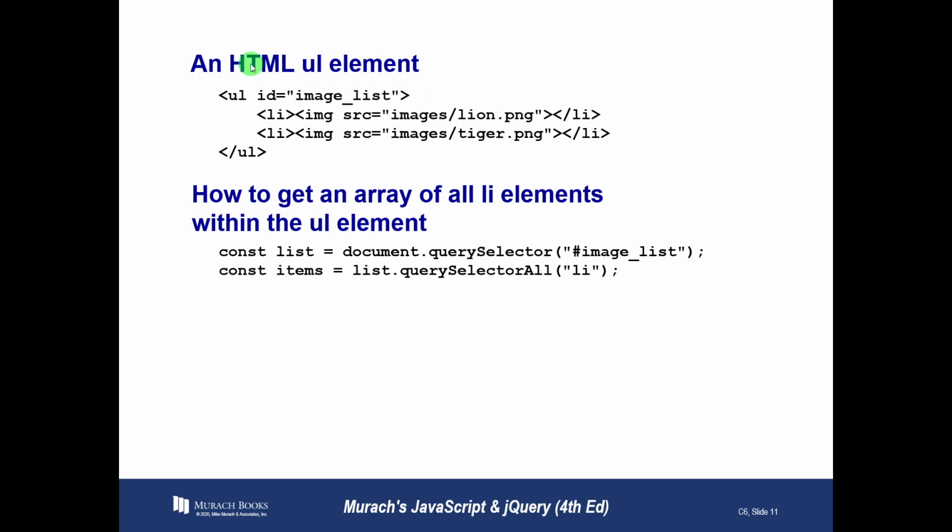Here's another example, HTML unordered list element. So we have an unordered list. It has an ID of image_list, and it has a couple list items. It looks like a picture of a lion and a picture of a tiger, and here's the end. So if we want to get an array that holds all the list item elements, we can do something like this. Query the document.querySelector. We're going to pull out the image list, which pulls out the entire list. Okay. And then we're going to query that list. We're going to do list.querySelectorAll and pull out all the list items and store those in an array called items.